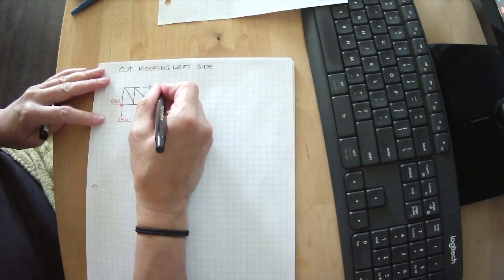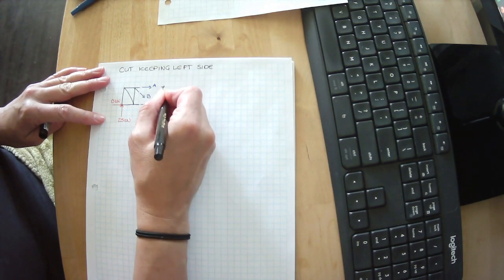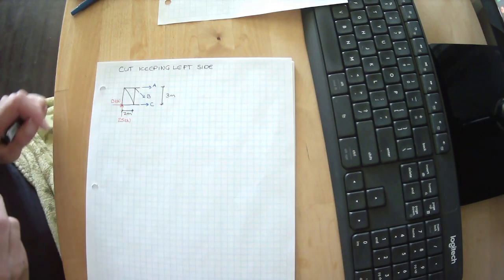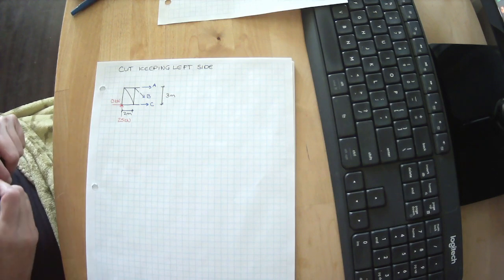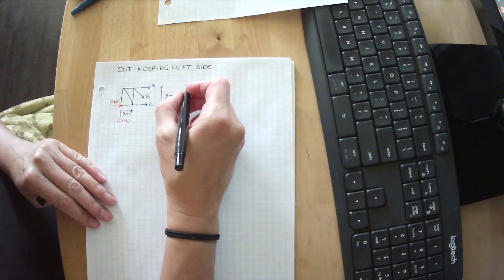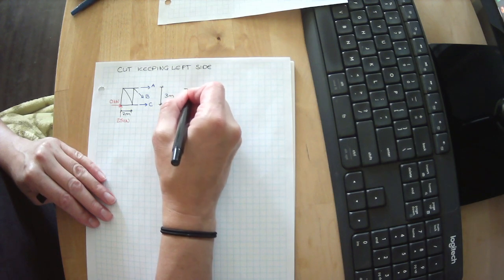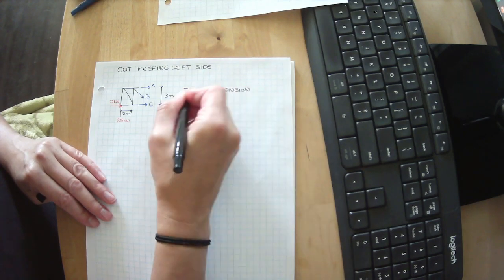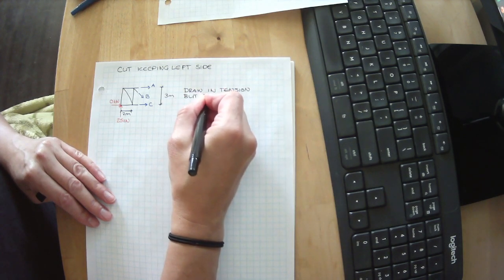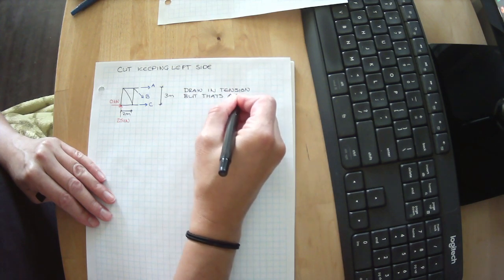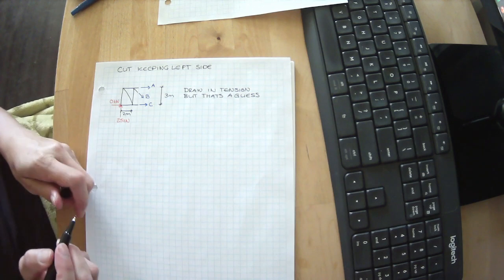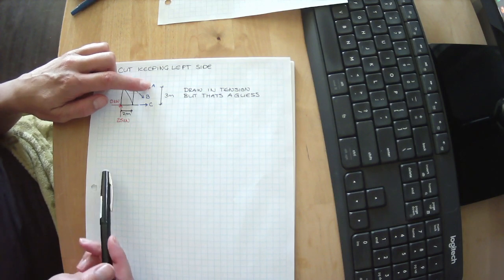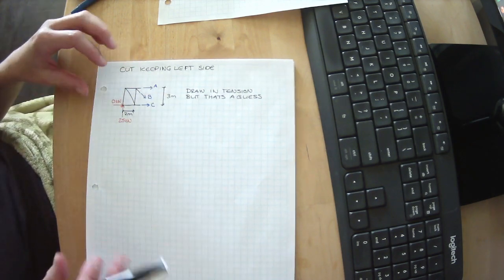We also need to put our dimensions in here. This is 3 meters. And this is 2 meters. We don't know whether these are in tension or compression. I am going to draw in tension, but that's just a guess. I don't know if they are or not, but if everything comes out correctly and I actually get a tension or a positive value, I will know I drew my arrow in the proper direction.